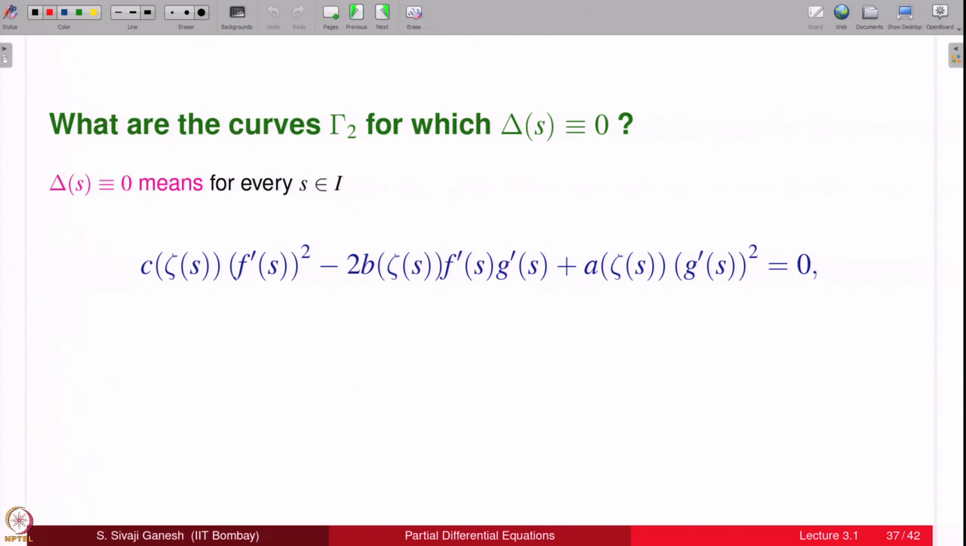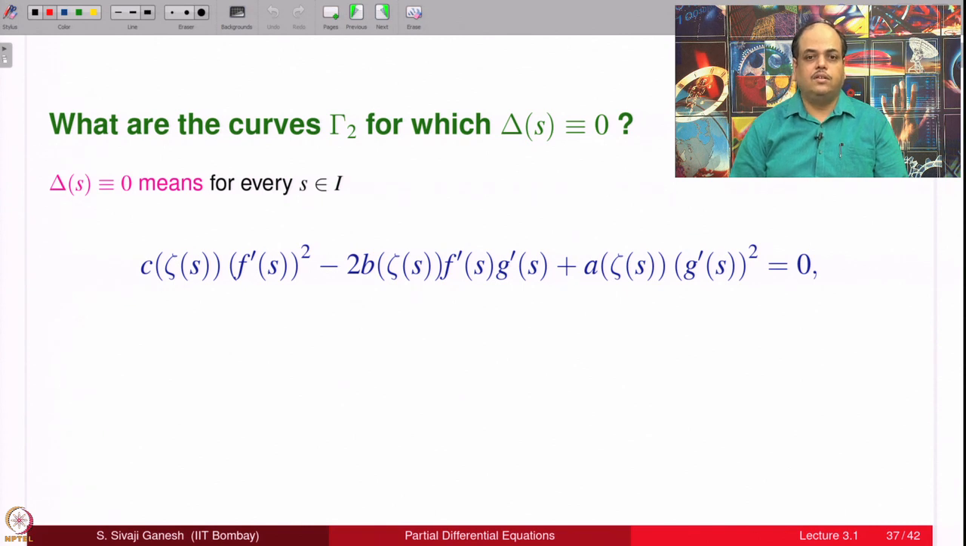Now, what are the curves gamma 2 for which delta s is identically equal to 0? This is a natural important question because such curves will prevent you from doing these computations. We may not be able to determine the second order derivatives if delta s is identically equal to 0, or even if you are able to determine, it is not unique. So, we do not say it is determined uniquely. So, there is a trouble if delta s is identically equal to 0. What does that mean? It just means this equation is equal to 0 for every s in I.